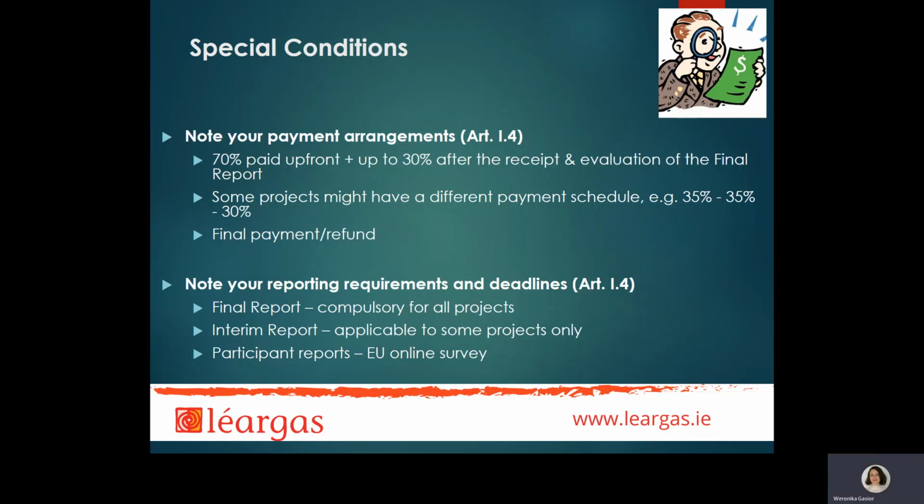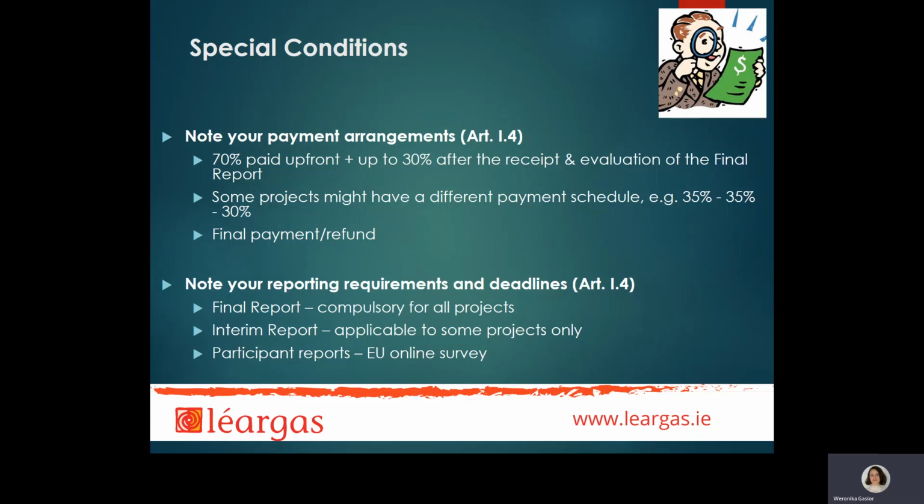Special conditions very clearly define your project's payment and reporting arrangements, both in Article 1.4. Grant agreements are issued to beneficiaries in 2 copies. Once they are signed by the legal representative of your organization, they are returned to Léargas to be co-signed by our Executive Director. Once our Executive Director co-signs 2 copies of the grant agreement, a first pre-financing payment is raised and made to the project's bank account as specified in Article 1.5.